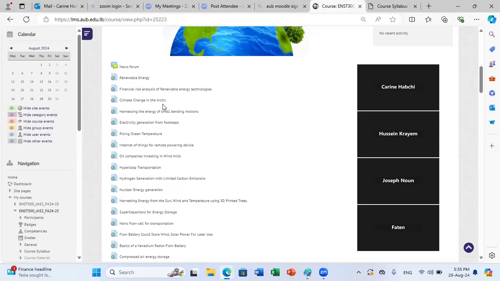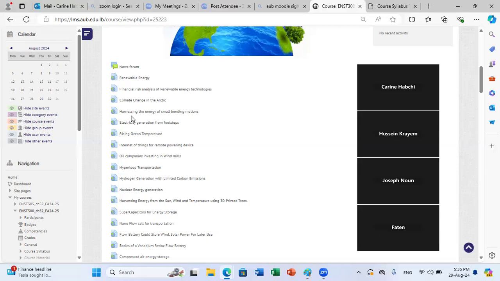Another idea that will be covered in this course is the global warming effect, the effect of some technologies on the climate change. So one topic can be climate change in Arctic.